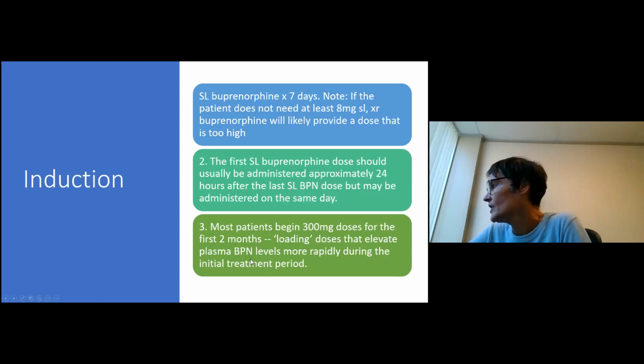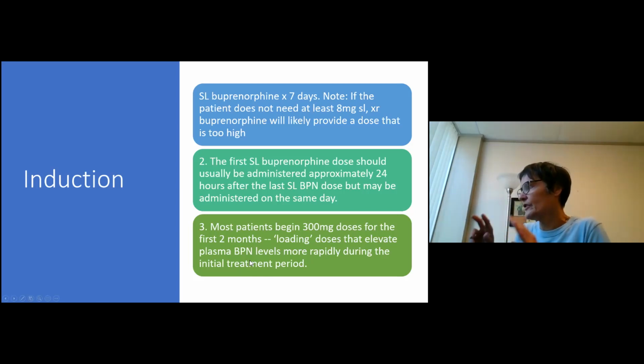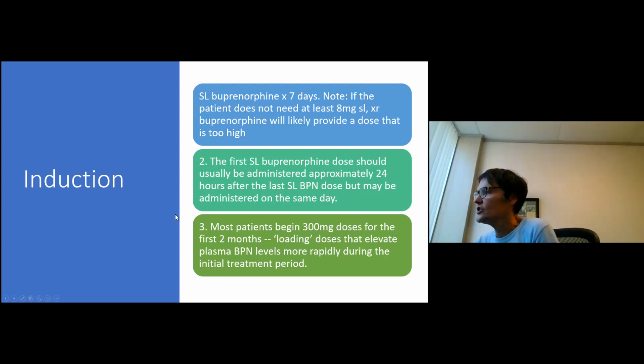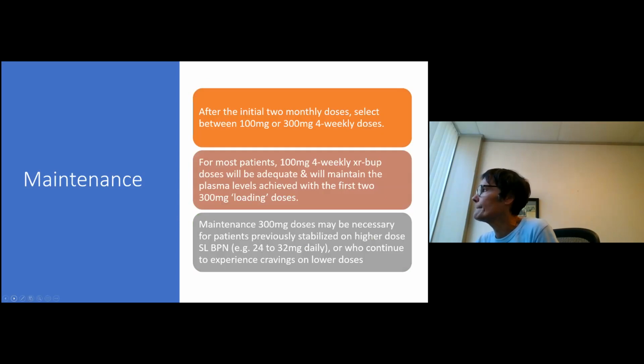Most patients start at the 300 milligram doses for the first 2 months, and that's like a loading dose. It elevates the plasma level, and then they can transition to the 100s. Most patients are going to just go to those 100s. Some patients don't, they do need a higher dose.